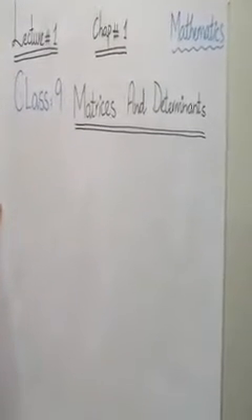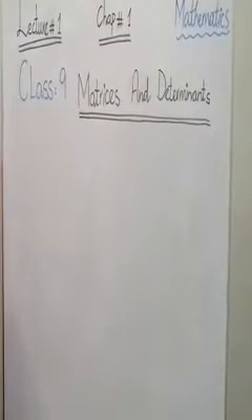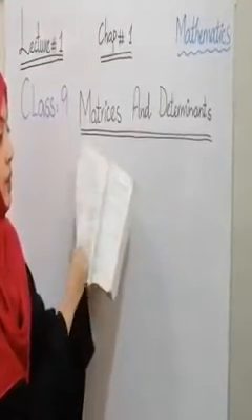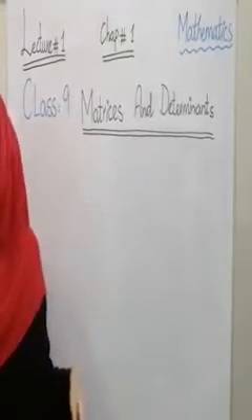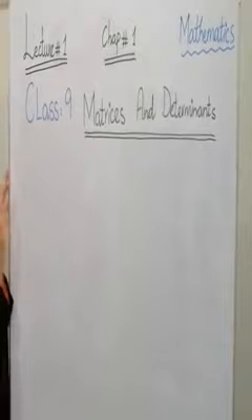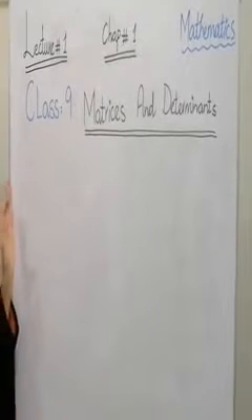Okay, let's start the lecture. Today is your lecture number 1. And this is your book of mathematics. Chapter number 1, matrices and determinants. We are going to start chapter 1, which is about matrices and determinants.